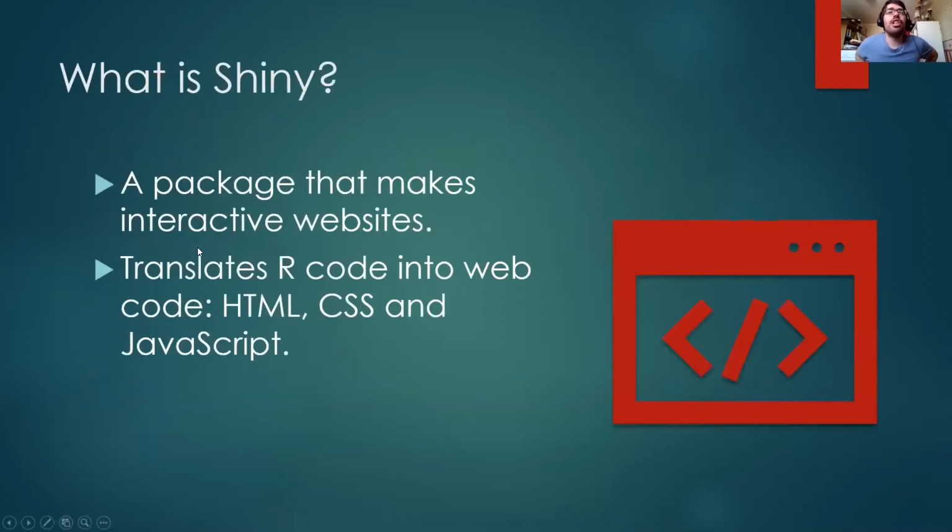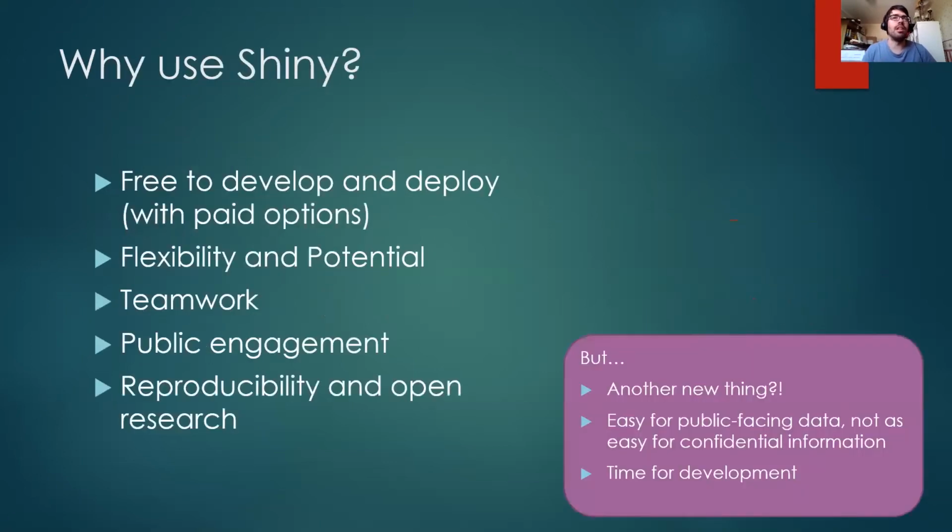Shiny itself is a package that's going to make an interactive website for you out of your R work and your R data. It translates R code into web code. So it works as HTML, CSS, and JavaScript put together. But the good news is you don't need to know anything about any of those languages to create a Shiny app. R is going to do all of that for you. It builds your app as an interactive web page that can do lots of things in it. And we'll have a look at what can be got away with there.